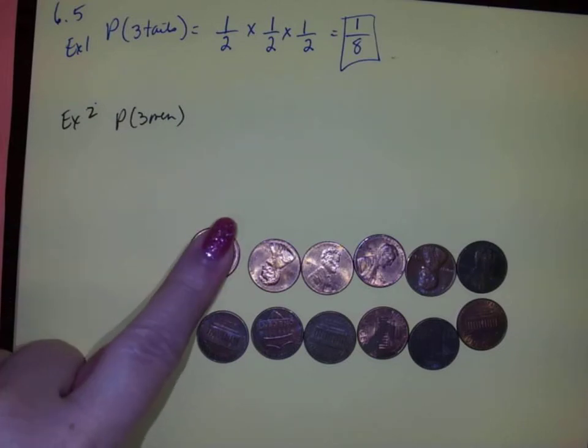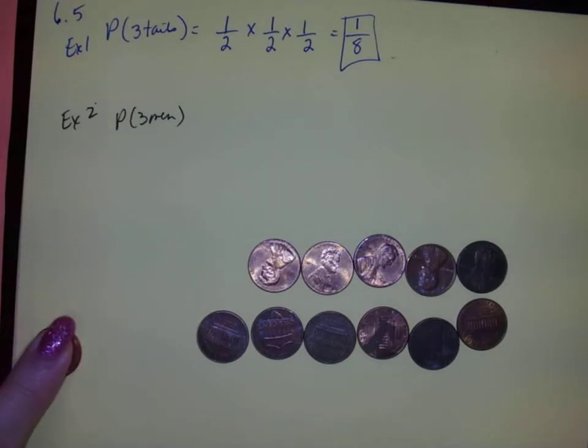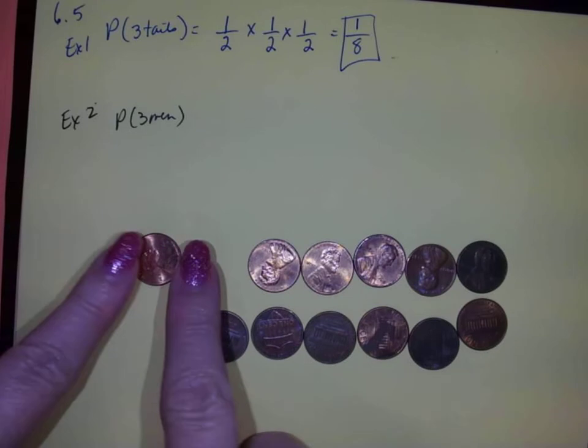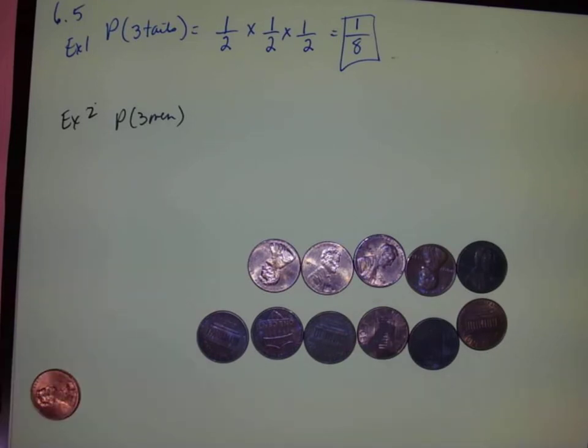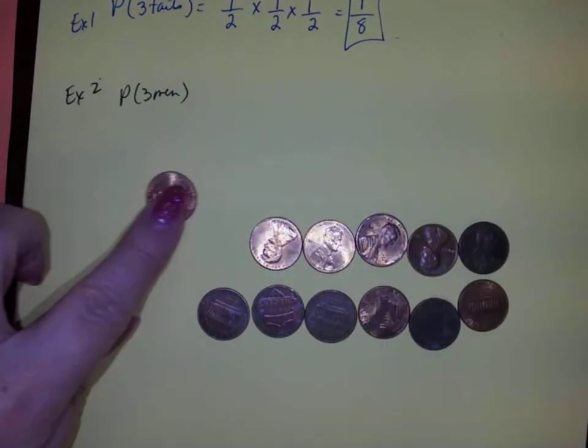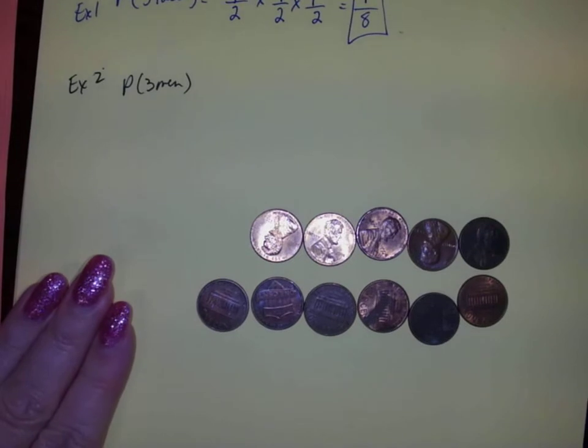So if I pull out one of them, this is 1 out of 12, right? But when I pull out the second one, I don't have 12 because I didn't put this one back. I chose this one. They're chosen.